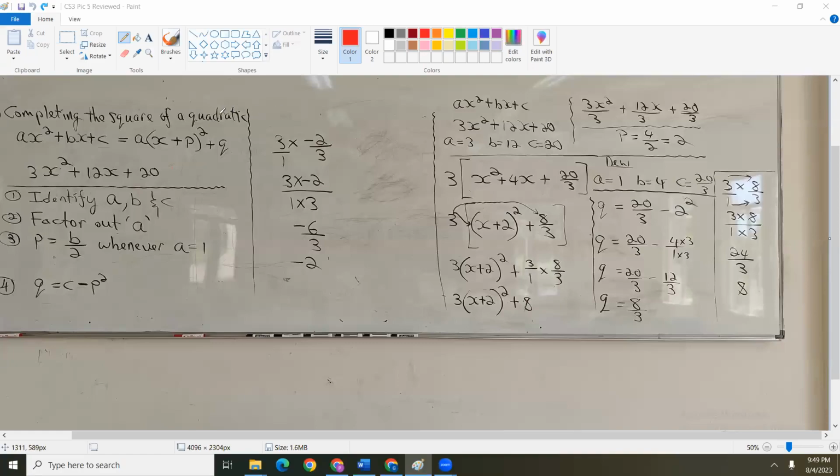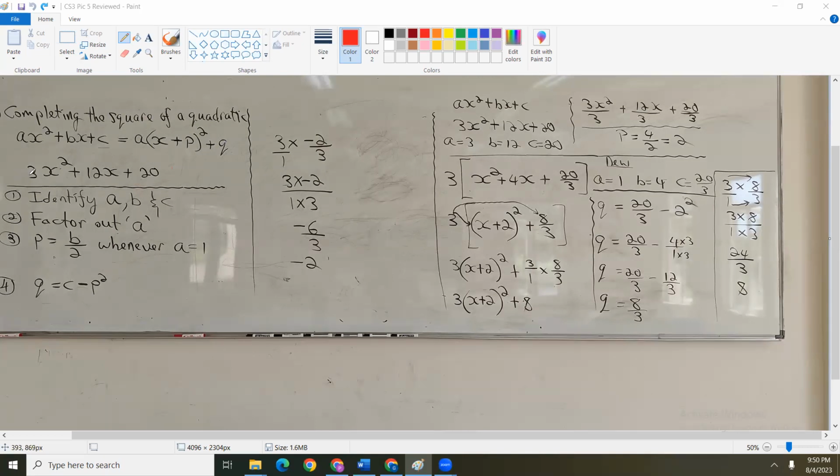This presentation is about completing the square. Completing the square of a quadratic involves transforming the expression ax squared plus bx plus c to a form whereby a will be outside of a bracket and x plus p, that's a new value p, inside of a bracket, close bracket, and the square will be outside now of the close bracket plus a new value called q.